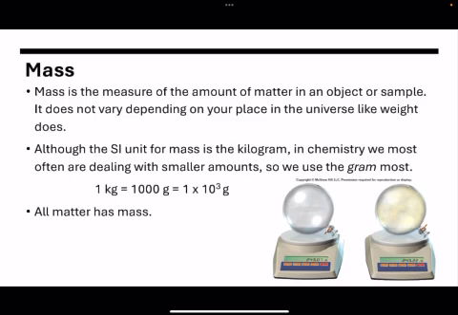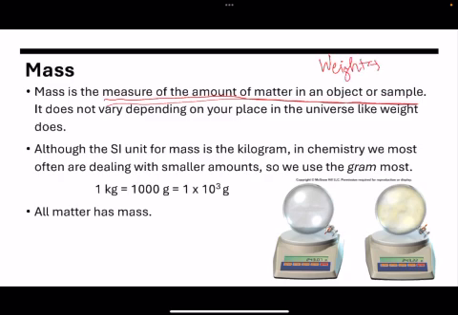The first measuring amount that we talk about is mass. Mass we use pretty much all of the time in chemistry because we want to know how much of a substance we have. And mass is the measure of the amount of matter in an object or sample. It does not vary depending on your place in the universe like weight does. We often see that weight and mass are used interchangeably.